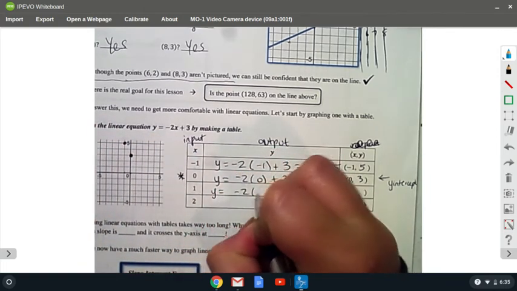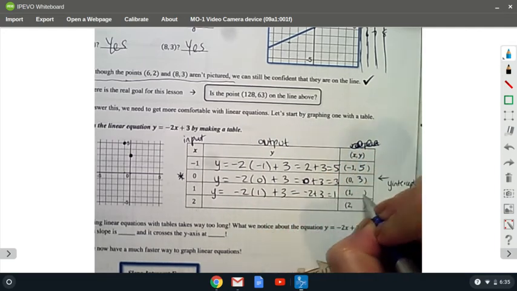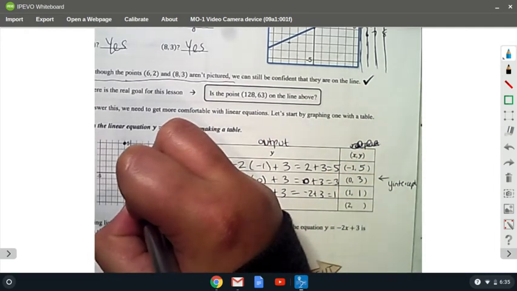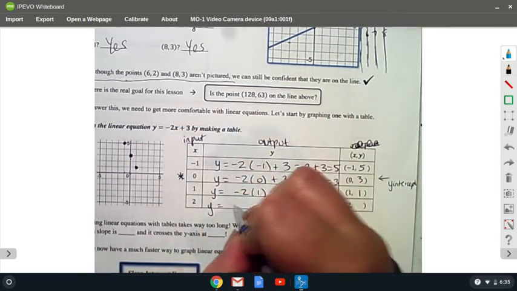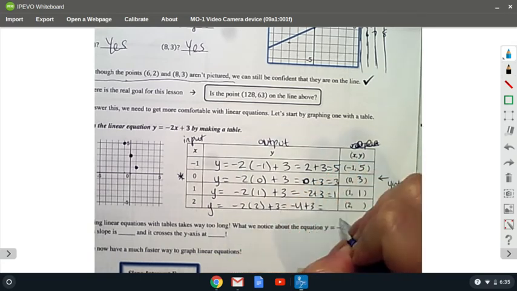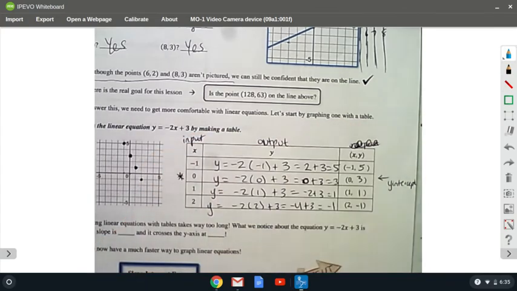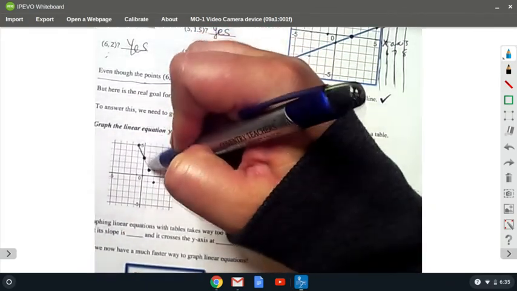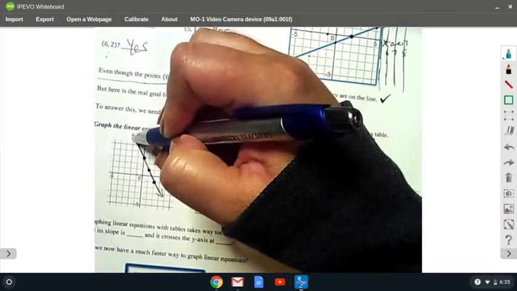I'm going to keep going with this chart. I'm now going to plug in a 1. I get -2 plus 3, which is 1. That means 1, 1 is a point on my graph. And then lastly, I'm going to plug in my 2. -4 plus 3 is -1. So 2, -1 is a point on my graph. Now I can connect these dots. You should notice here that we have a negative slope.